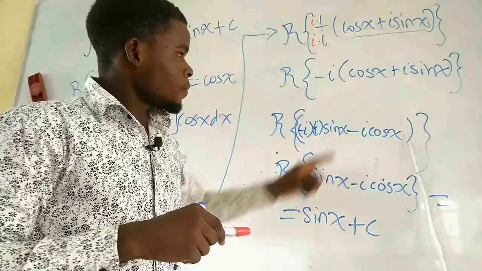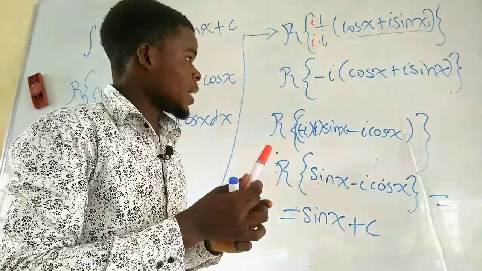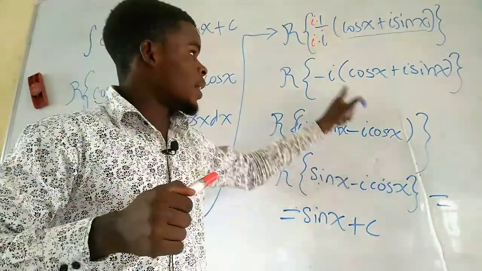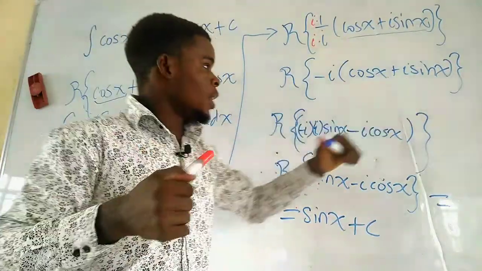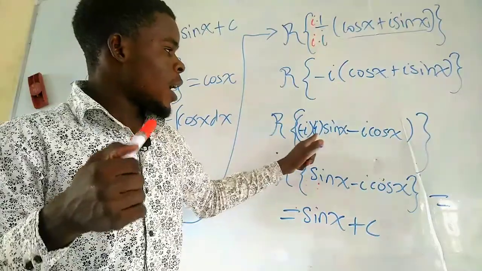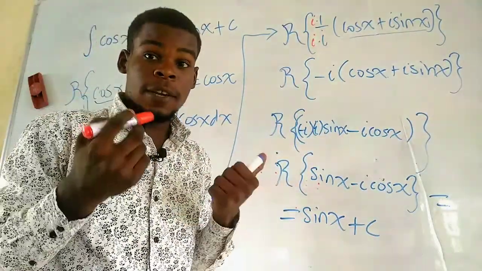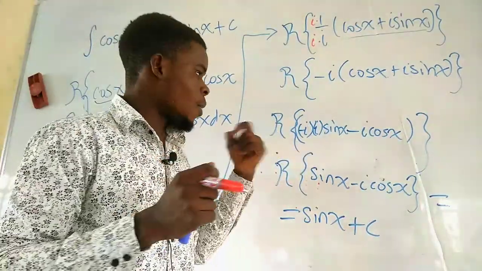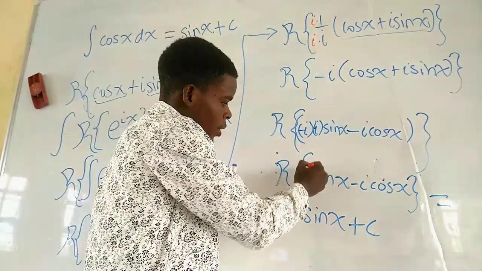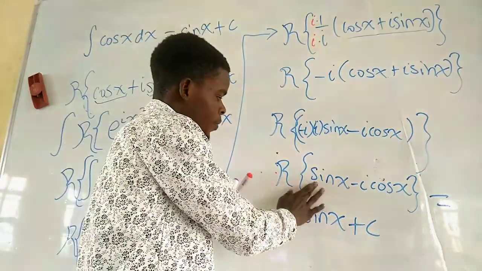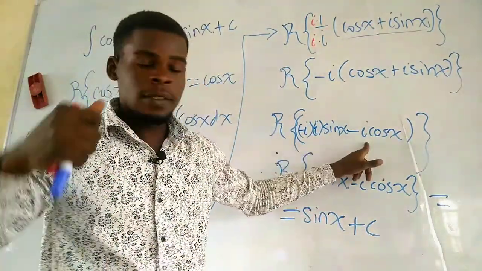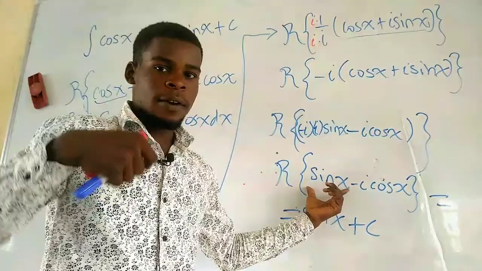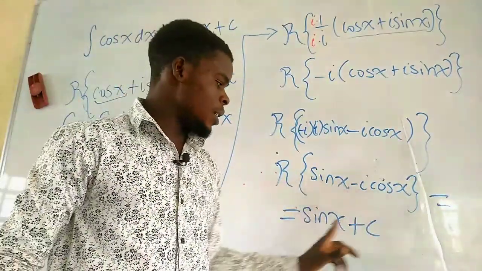So by considering this, we multiply this negative iota throughout in the bracket. We're going to have negative iota times cosine of x, which is negative iota cosine x. And again, negative i times positive i sine x. You know that i times i is -1, that is, iota times iota is -1. And the negative of that -1 is going to become +1, which is just here, +1 sine x. So we go ahead and notice that this cosine has taken the iota, which makes negative cosine to be the imaginary part, and this sine is the real part. So by taking the real part of this, we get sine of x.